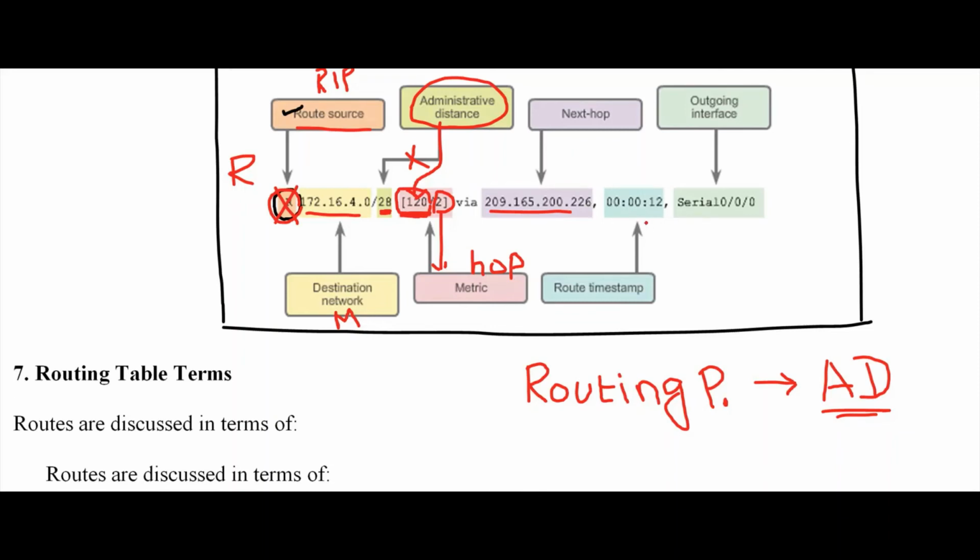Now you can see this is going to be the time. Time means this will keep on changing. The timestamp will keep on changing, so you need not worry about this now. This is the name of the interface. Serial 0/0 is having this IP address. So these are the information.